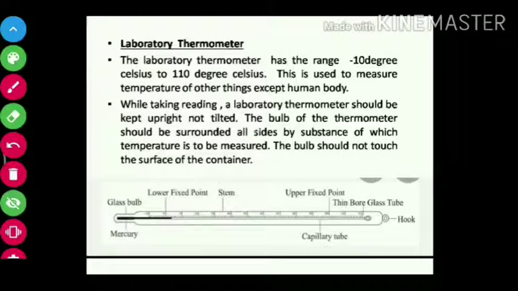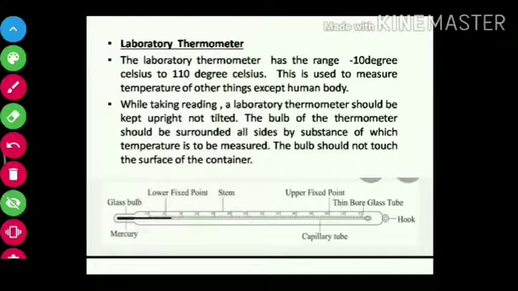This is used to measure the temperature of other things except the human body. The clinical thermometer is used to measure body temperature, but this laboratory thermometer is used to measure other things, except the human body. You cannot measure body temperature, but you can measure the temperature of air, of the atmosphere, of a room, or of ice, any solid object. You can also measure the temperature of the weather like this.